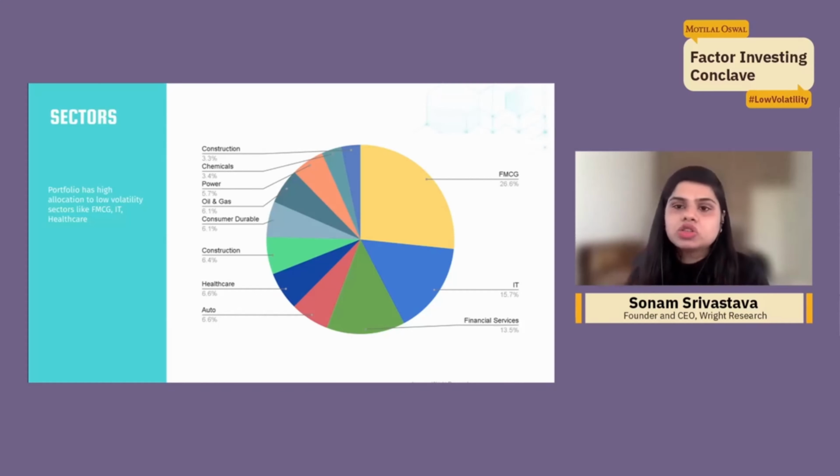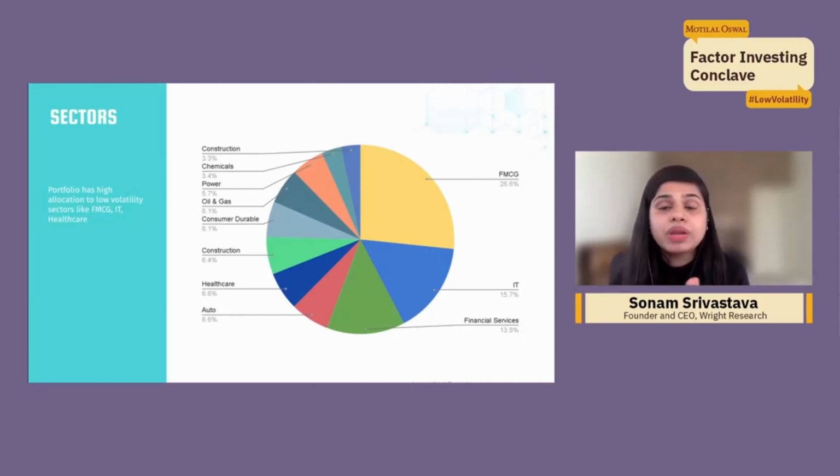The IT index, which is also low volatility, will have a high weightage. We see financial services, and healthcare also getting good representation in this particular index. And all the high volatility sectors like construction, chemicals, power, oil and gas, etc., will get very, very low representation. And if you look at the breakup by market capitalization, this strategy will tend to have large cap stocks compared to small cap stocks, because small cap stocks tend to be more volatile than large cap stocks.